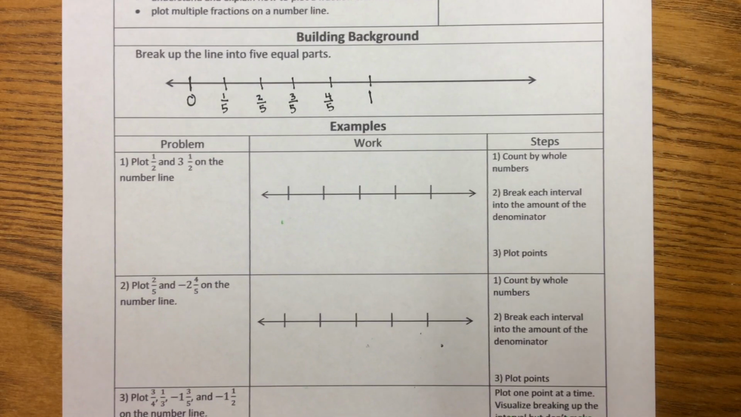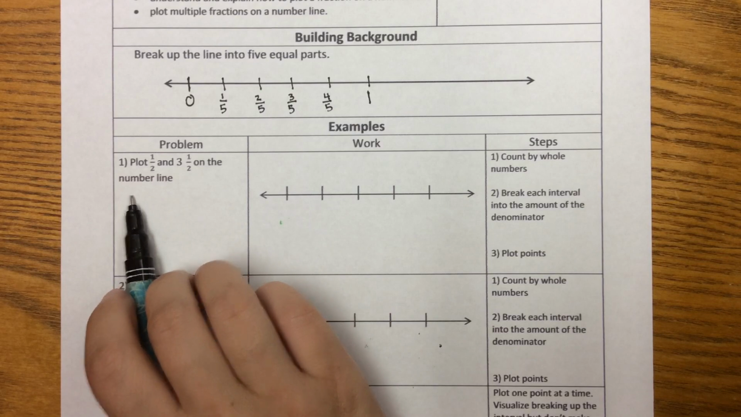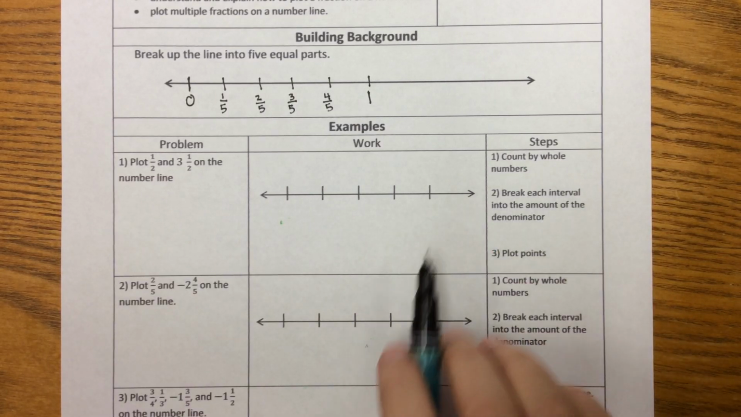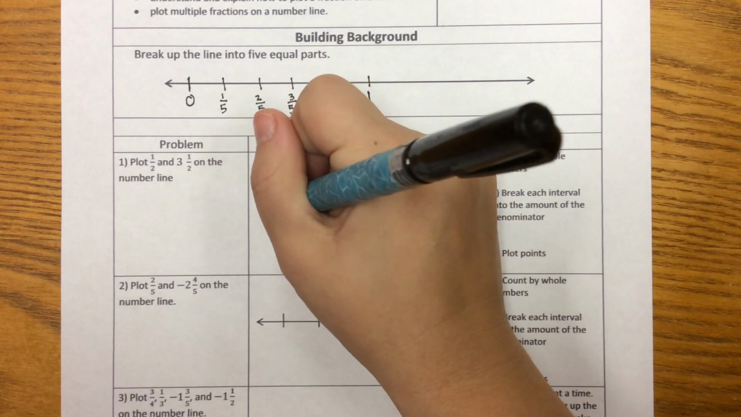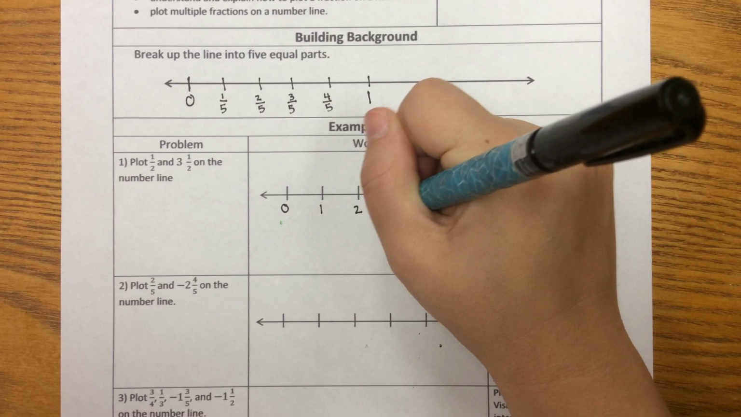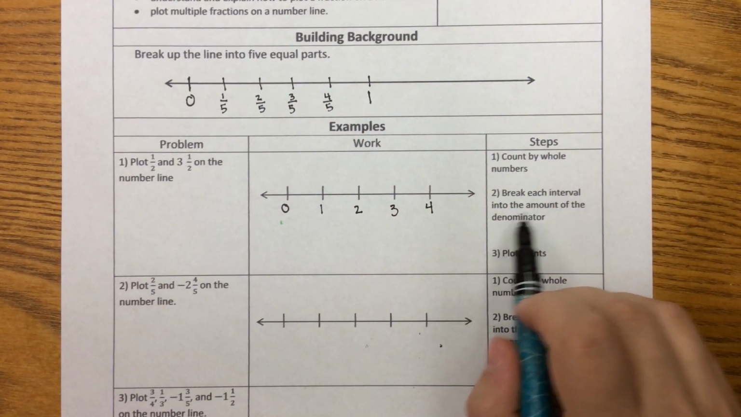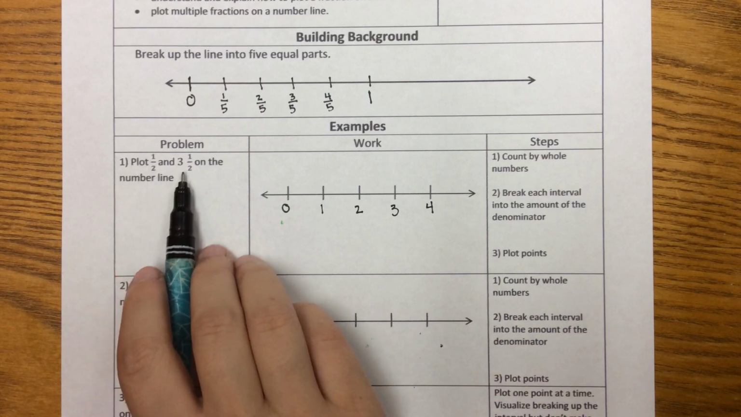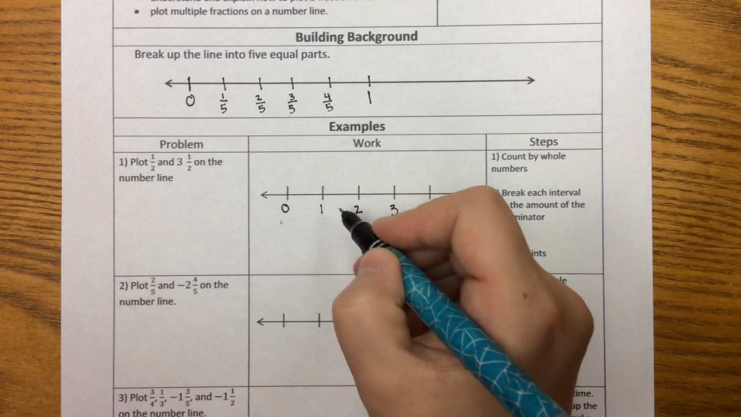Okay, so here we go to example 1. It says plot 1/2 and 3 1/2 on the number line. We're going to count by whole numbers. So let's start at 0, and then 1, 2, 3, 4. We're going to break each interval into the amount of the denominator. These are each half, so I'm going to break it into 2.